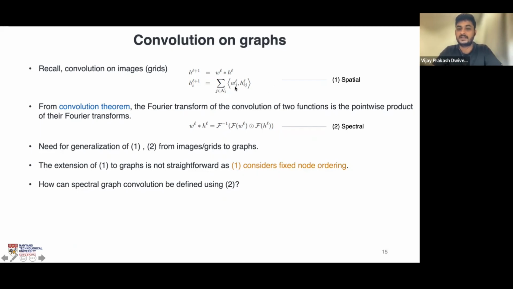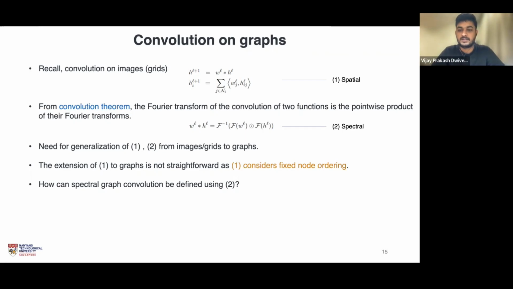the filter matrix here considered a fixed node ordering. If you recall the convolution being done on the image, between the filter matrix and the image matrix, there was a correspondence. If a filter value was on the top left corner of the kernel, it got multiplied with only the top left corner of the image patch that was selected. That's how it considers this spatial ordering when spatial convolution is applied to images. So it's not very straightforward, but still we can generalize. I'll come to that part later.